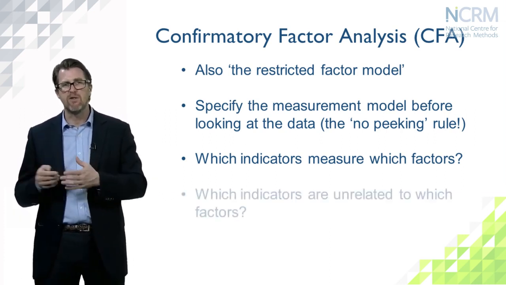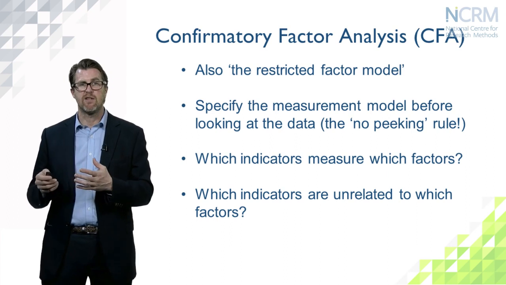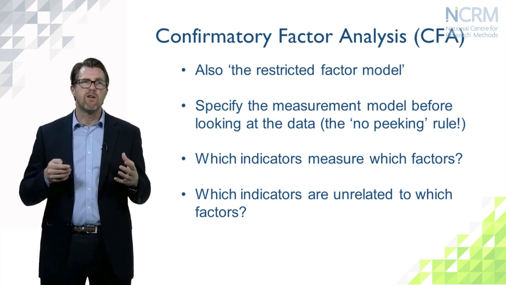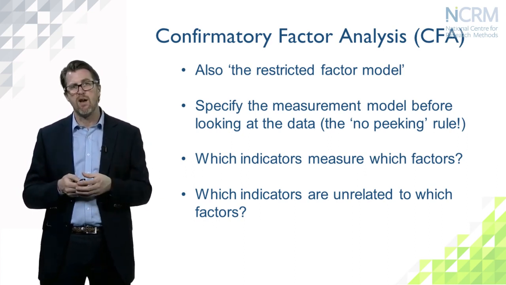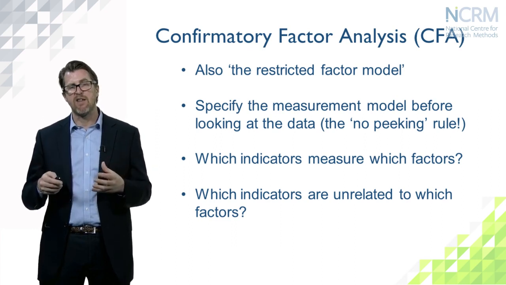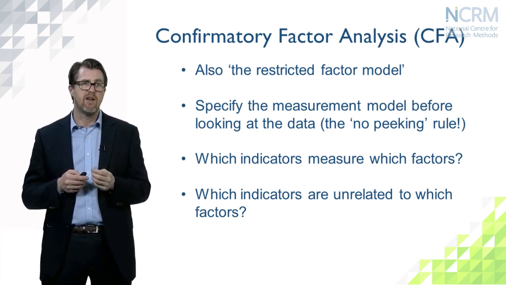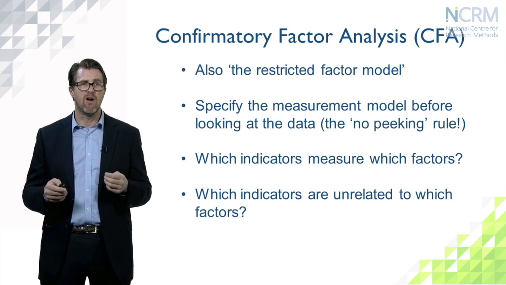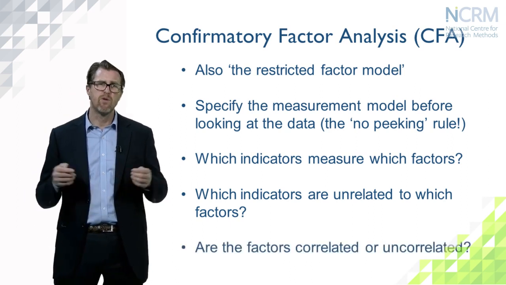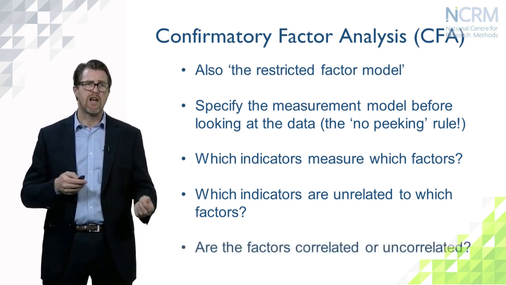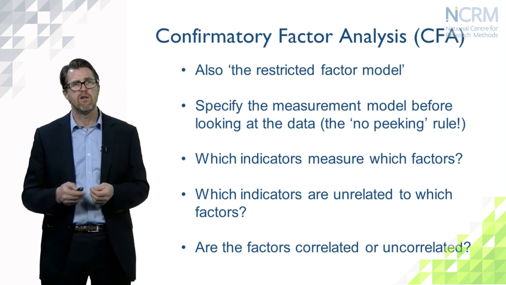And importantly, and this is the real distinction with EFA, is which indicators are unrelated to which factors. Remember, in an EFA, we say that every variable is related in some way, is allowed to correlate with every factor. In CFA, that isn't the case. We will say that the correlations or the covariances between some of the indicators and some of the factors is zero. We will make that as a parameter restriction. And we will also need to answer questions about the correlations between the factors, rather than leaving that as a default assumption in the model.